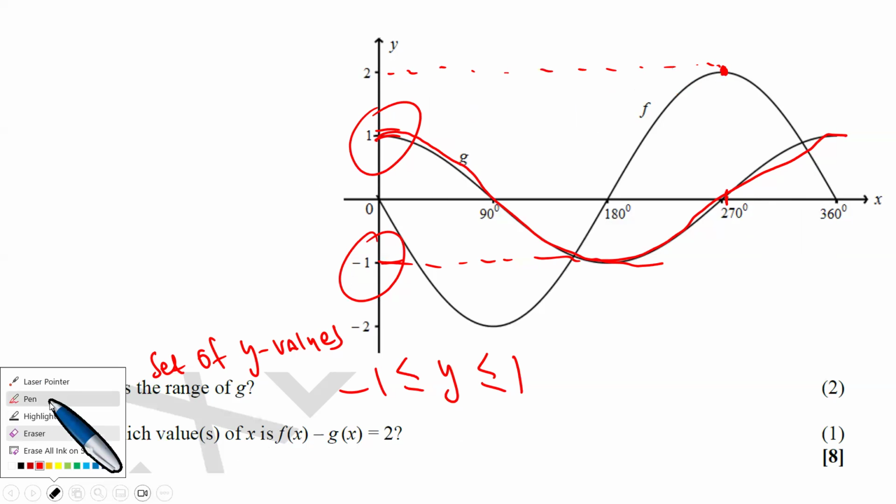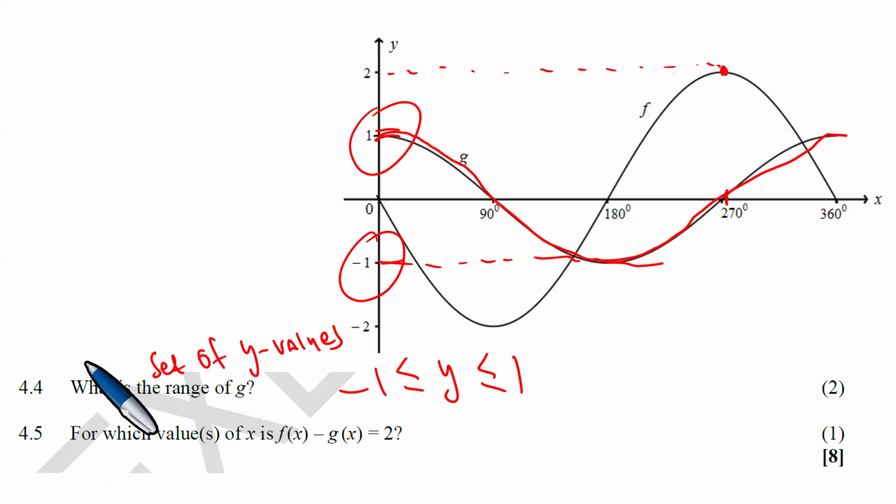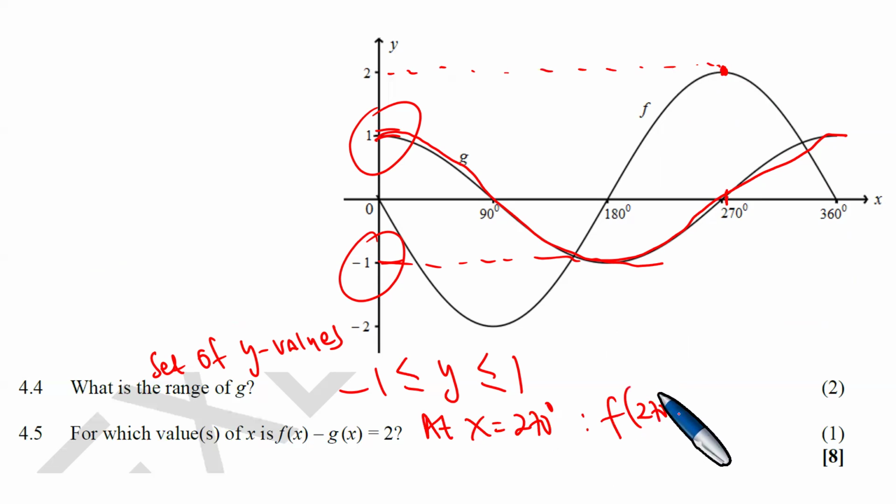So at x equal to 270 degrees, you can see f of 270 minus g of 270. So f of 270 is 2, minus g, which is 0, and the result is exactly 2. Okay, so you have that.